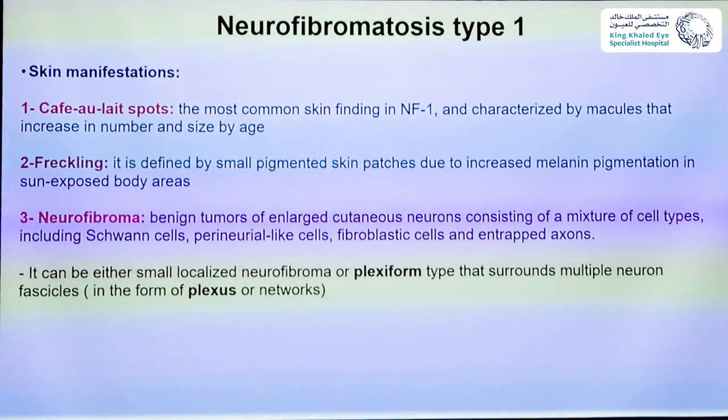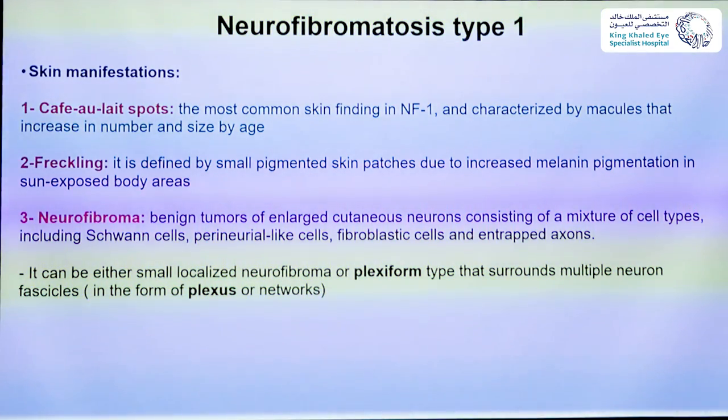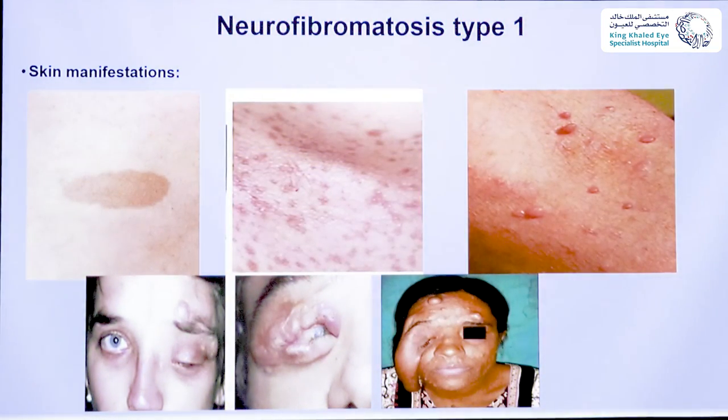So the plexiform, from the terminology plexus, because these hamartomas or the tumors, they are forming like a network or mesh network or plexus, so hence the name plexiform. So these are the skin lesions.